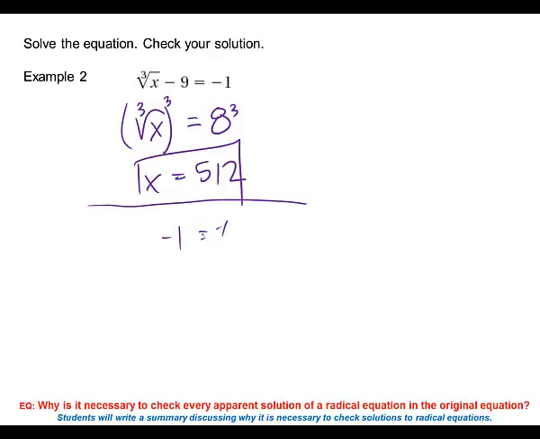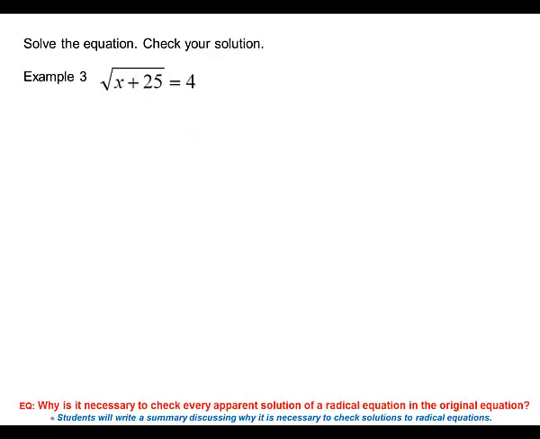Actually, I want you to try example 3 on your own. Okay. Example 3 is similar to 1, only you've got a square root instead of a cube root. So everybody's doing 3 right now.